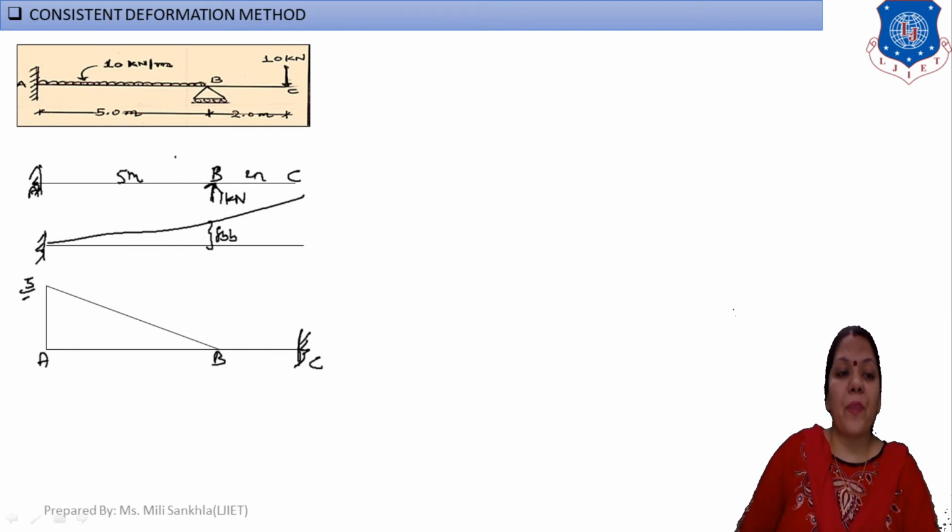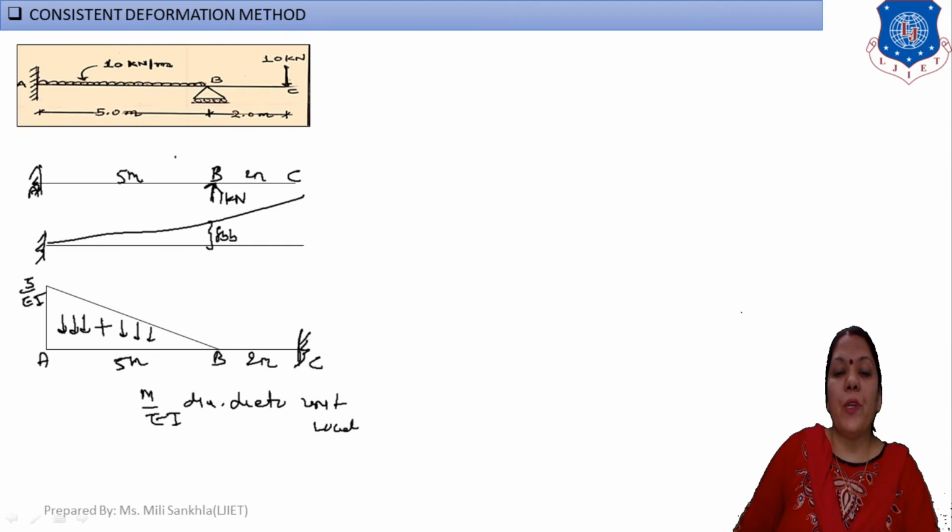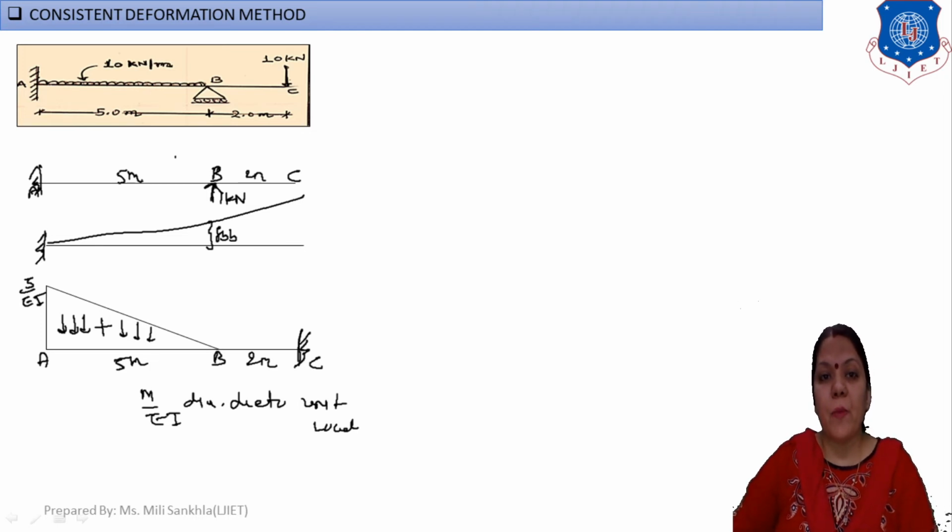This height is equal to 5 by EI, and this diagram is plus. So make all the representative forces in the down direction. This distance is 5 meter and this distance is 2 meter. This is the M upon EI diagram due to unit load, or we can say the conjugate beam diagram due to unit load. Now one by one we find del BB and del B. First of all we find del B.